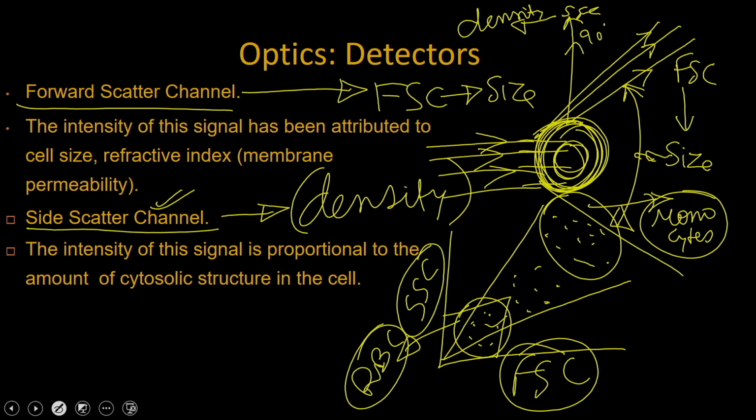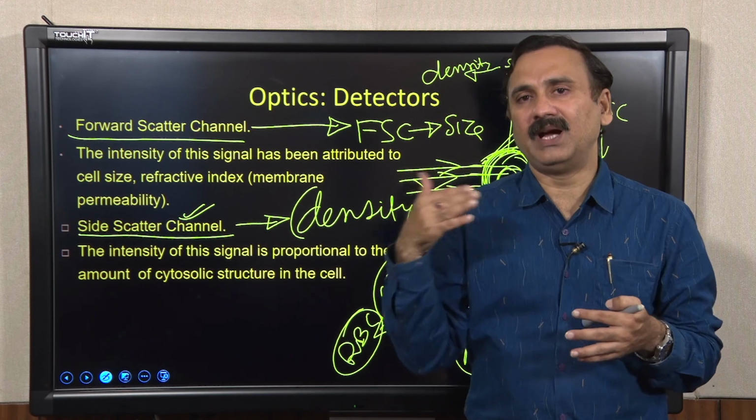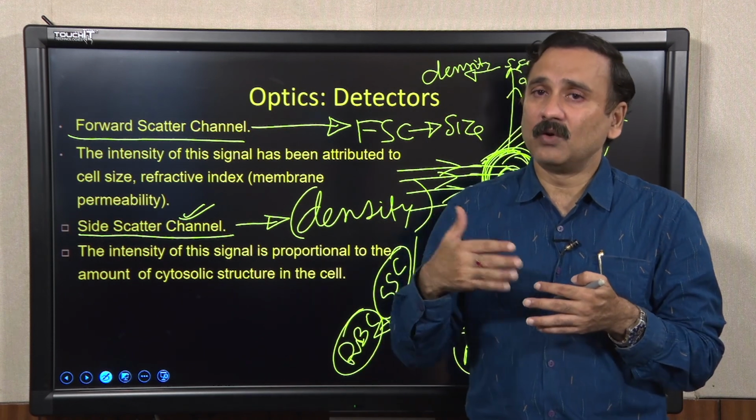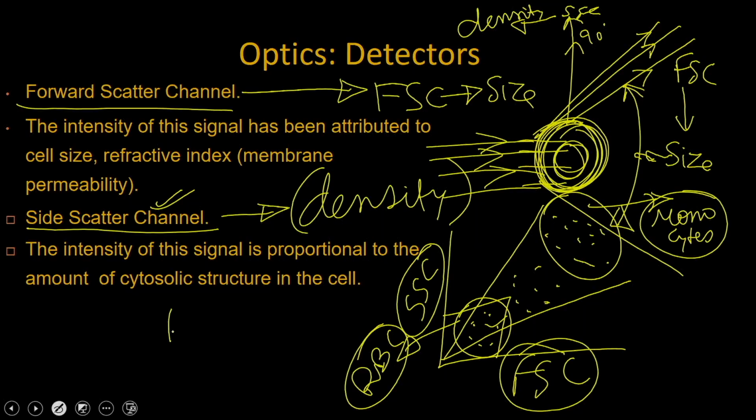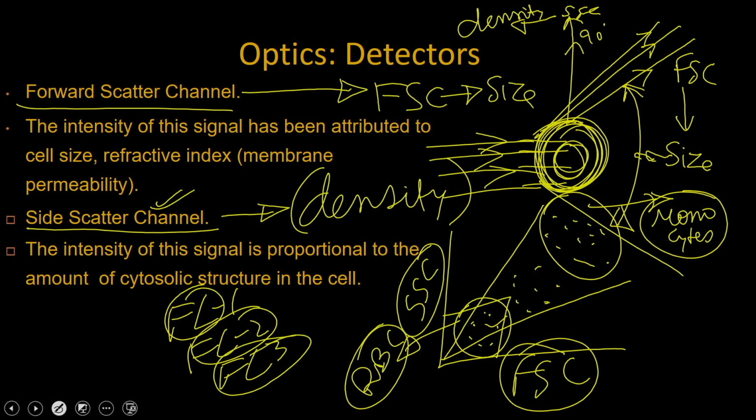So that's how you can separate the different types of cells without even going through additional detectors. Apart from these, you can also have additional detectors for the fluorescent channels. For example, you can have the FL1, FL2 and FL3, meaning fluorescence channel 1, fluorescence channel 2 and fluorescence channel 3, and all of these FL1, FL2, FL3 are dedicated channels for specific fluorophores.